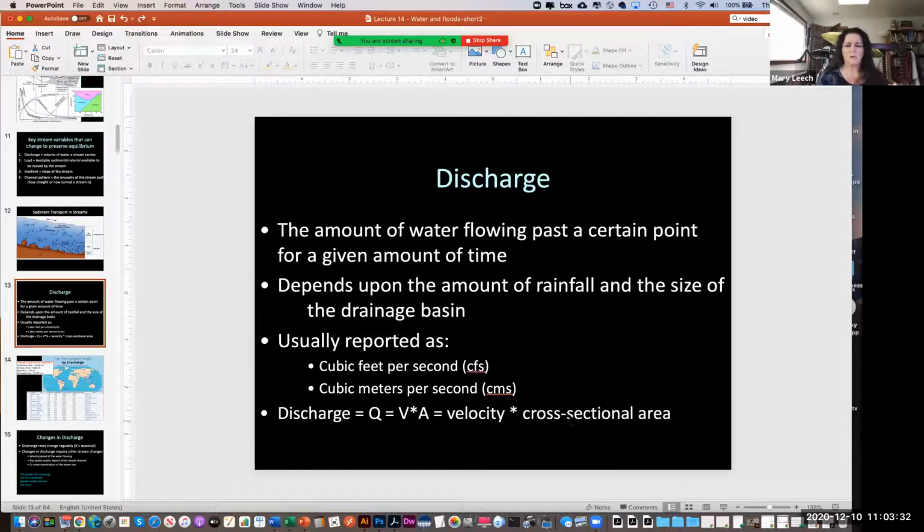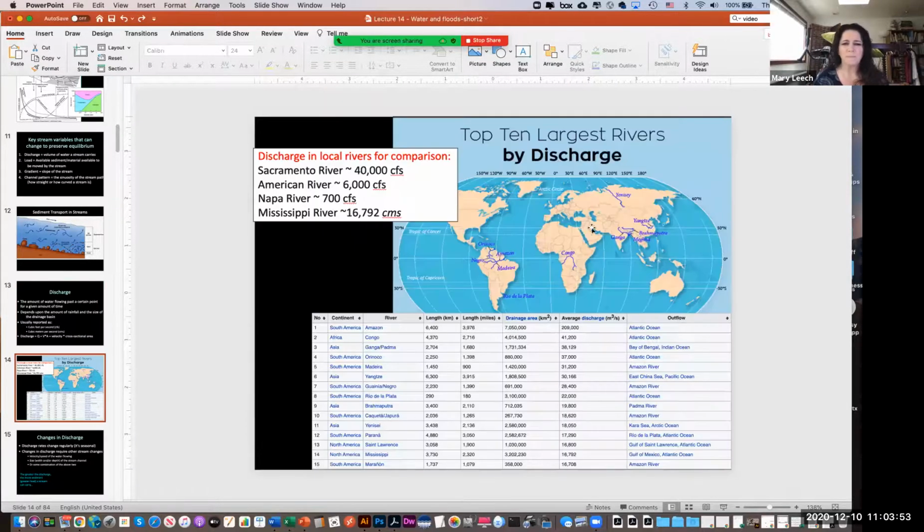I'll show you some diagrams, but if you were to cut a slice across the river and just look at the area of water represented in that slice, that's what I'm talking about. So you would multiply the width of the river times its depth to get that area. I'll give you an example later on.